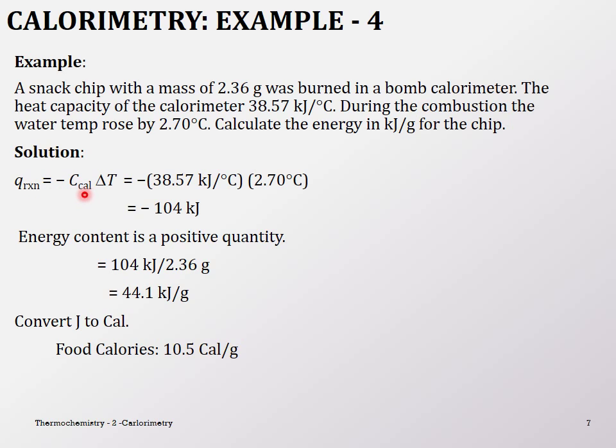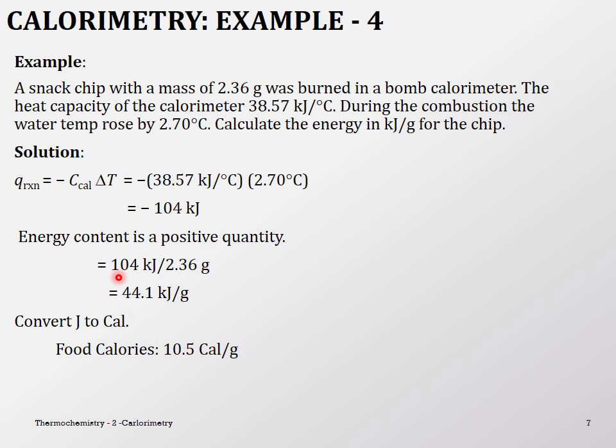So here again, we are going to use the same formula, which is C cal delta T. The C cal is the heat capacity of the calorimeter, which is 38.57. Delta T is given to us, which is 2.7 degrees Celsius. That's the amount of temperature change. Multiply both of them and you end up getting this. And again, the sign here is going to be minus because it is an exothermic reaction. Yes, you're burning something. However, the energy content of any kind of food is going to be positive. When you burn it, it's exothermic, but the content itself is a positive quantity. So then you reverse the sign for it.